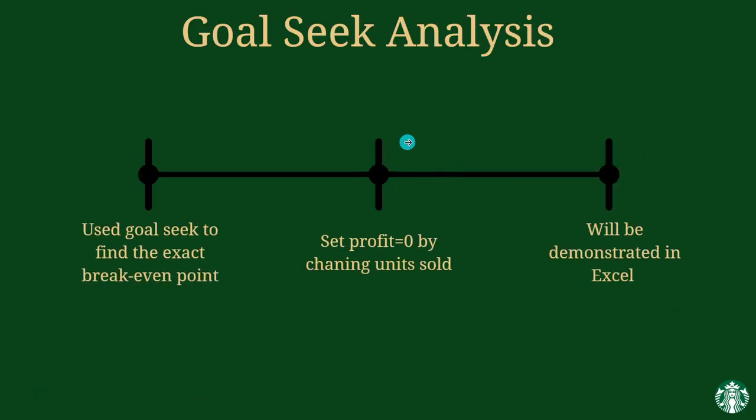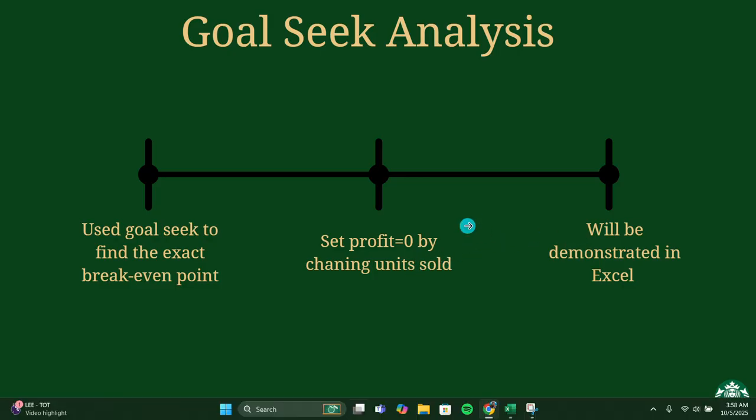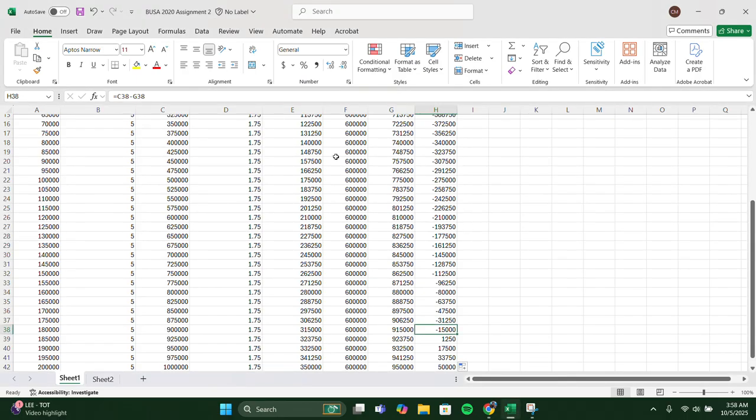There's a tool we can use called Goal Seek. It helps us find our break-even point by setting the profit to 0, and it'll show how many units we're going to need. So I'll go to a new sheet.